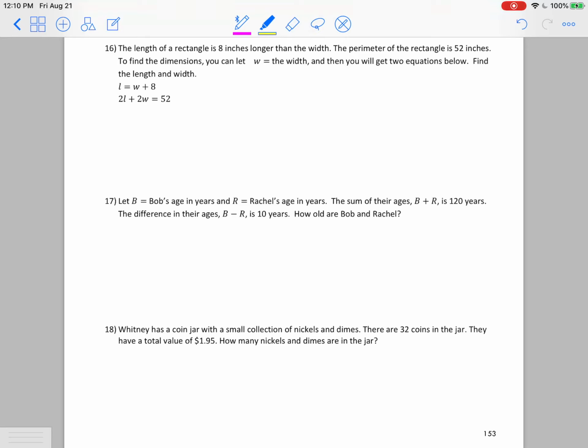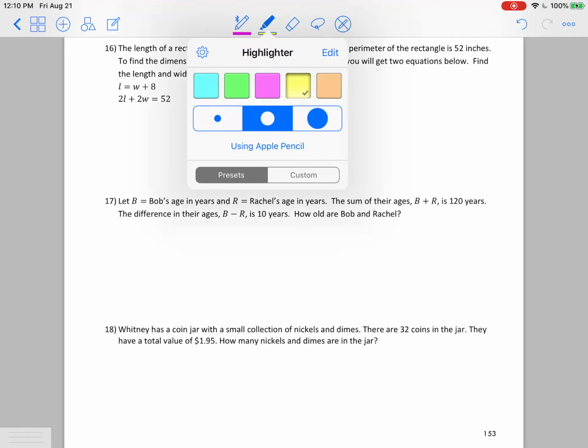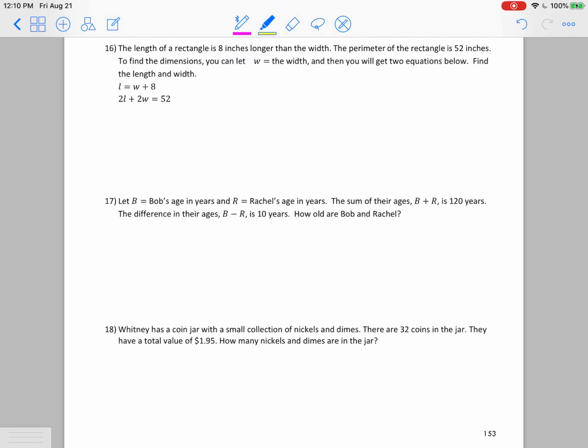Let B equal Bob's age in years. Oh, that's helpful. They've already helped us to define some of our variables here. So B is equal to Bob's age in years, and R is equal to Rachel's age in years. The sum of their ages, B plus R, is 120 years. The difference in their ages, B minus R, is 10 years. How old are Bob and Rachel?